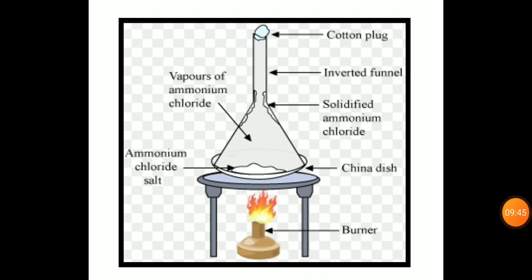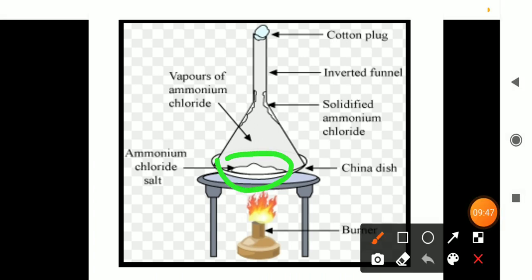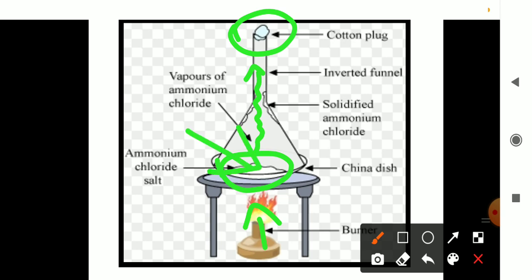Again, come to the picture. The reaction mixture is taken in the china dish and it is heated using the burner. Now only the volatile component forms vapors and it is trying to come out of this funnel. Because of the presence of this cotton, it is not allowed to come out. Now when we cool this reaction mixture, what happens? The non-volatile component will be here, whereas the volatile component will be on the walls of this inverted funnel. So by using these techniques, the volatile and the non-volatile components can be easily separated. Is it clear? Okay.